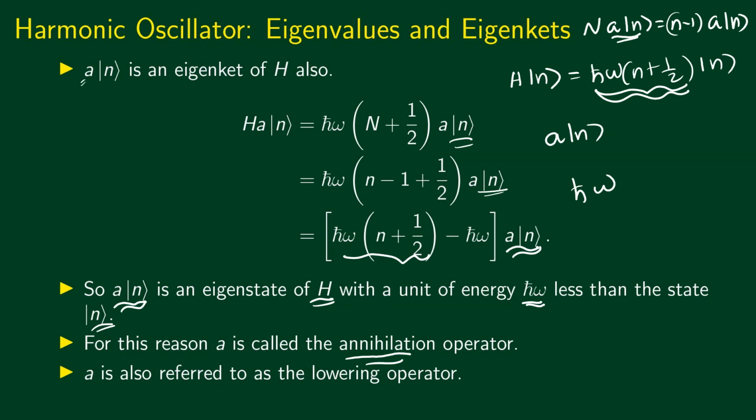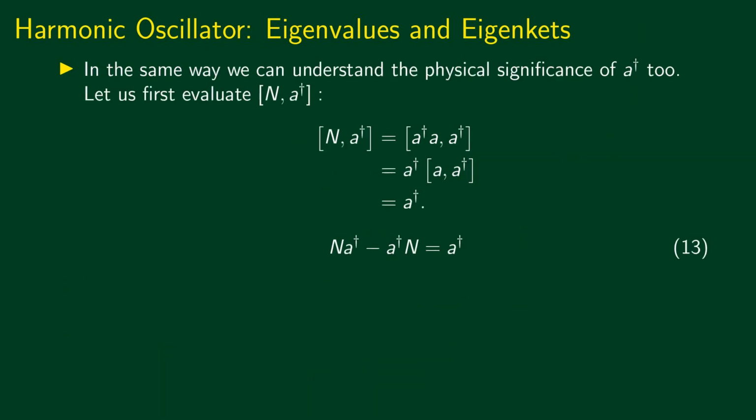And this is the reason why operator A is referred to as the annihilation operator or the lowering operator. In the same way, we can understand the physical significance of A dagger also. Let's start by evaluating the commutator of n with A dagger. Again, we substitute n equal to A dagger A, and evaluate the commutator.